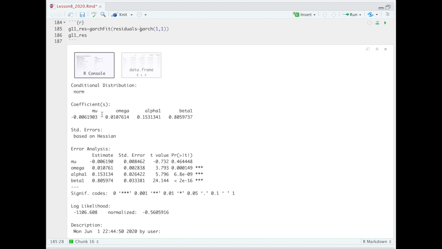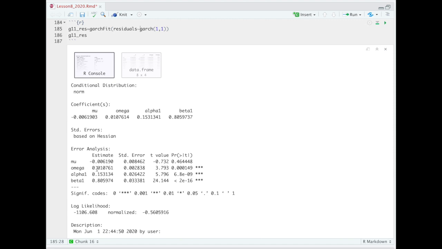Now, in the way in which we have defined our model, what is really interesting for us are omega, alpha, and beta. Omega, you remember, is gamma times VL, where VL is the long-run variance. Alpha and beta are the other two parameters that, together with the gamma, sum to 1 because we are considering a convex linear combination.